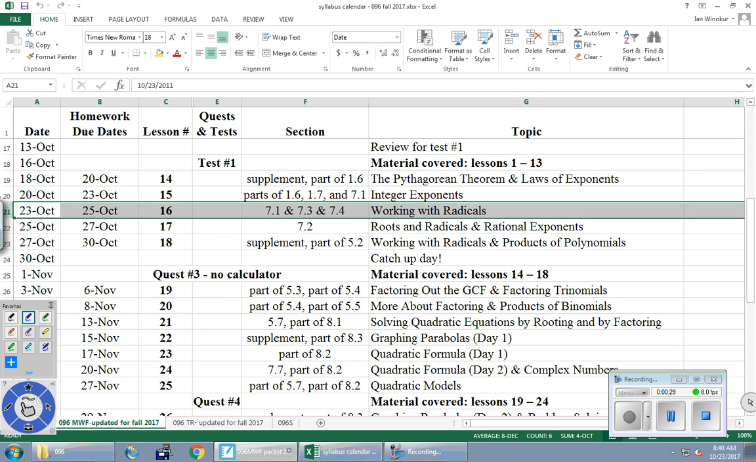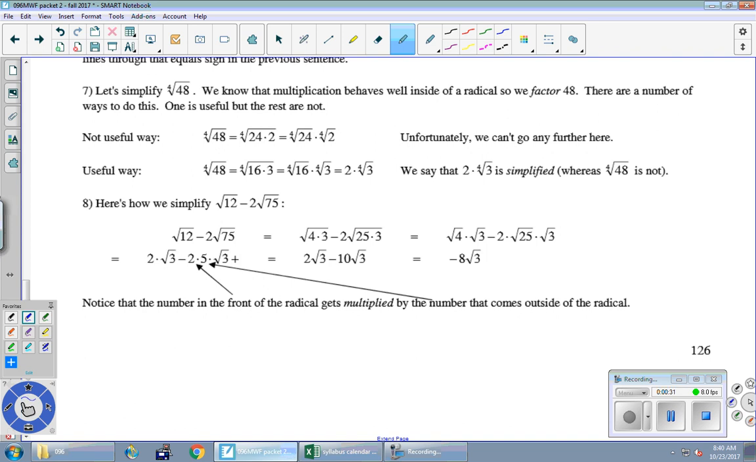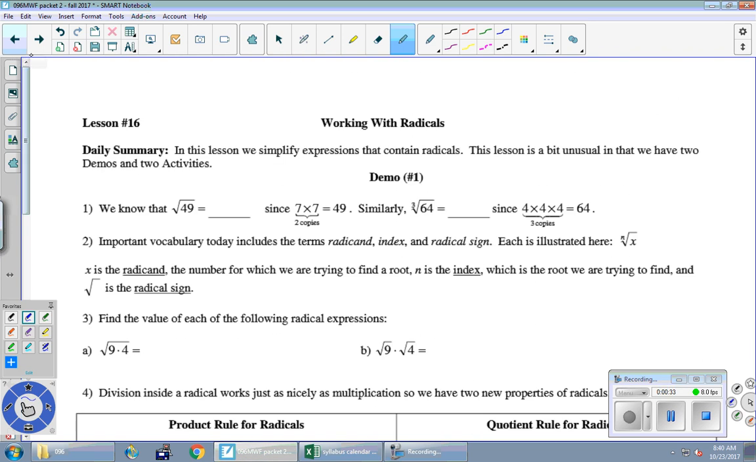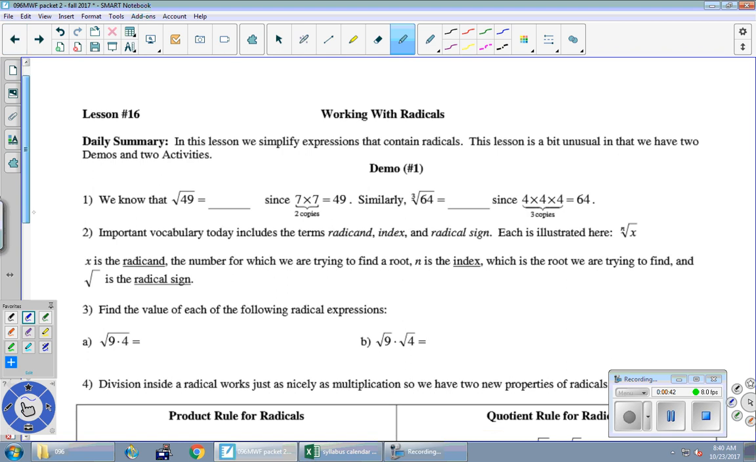Okay. So let's jump in here on page 126, and we'll start at the top. In this lesson, we simplify expressions that contain radicals. This lesson is a bit unusual in that we have two demos and two activities. So let's jump in with the first demo.